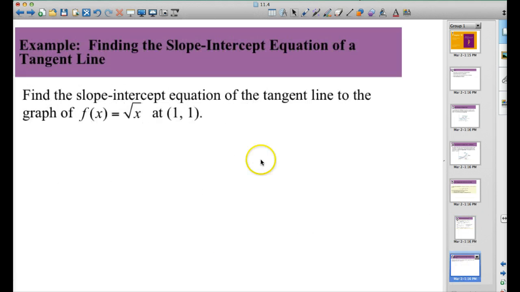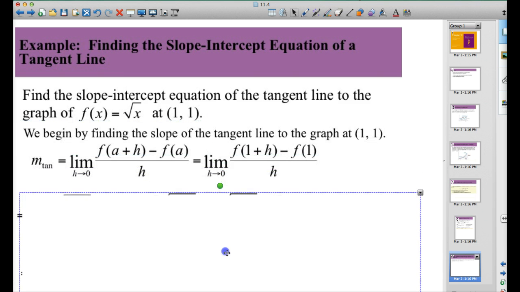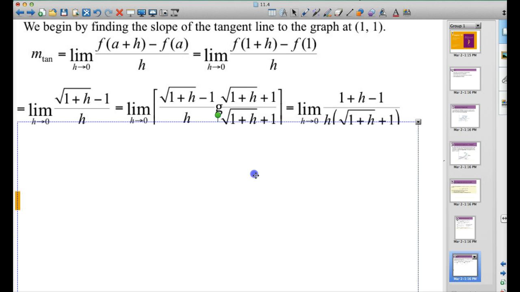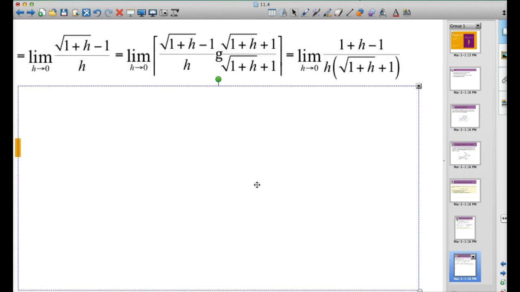Find the slope-intercept equation of the tangent line of f of x equals the square root of x at (1, 1). So kind of the same thing. We begin by finding the slope of the tangent line to the graph at (1, 1). So the limit of f of a plus h minus f of a over h, f of 1 plus h minus f of 1 over h. So we got the square root equation. So it's square root of 1 plus h minus square root of 1, which is 1, over h.